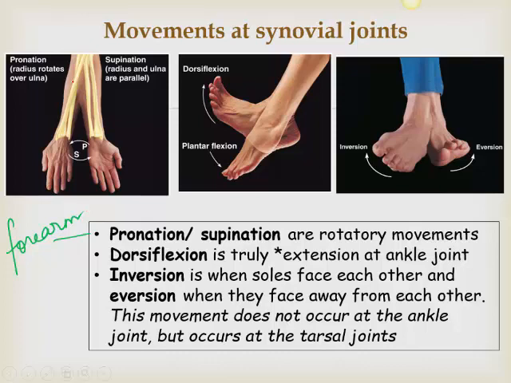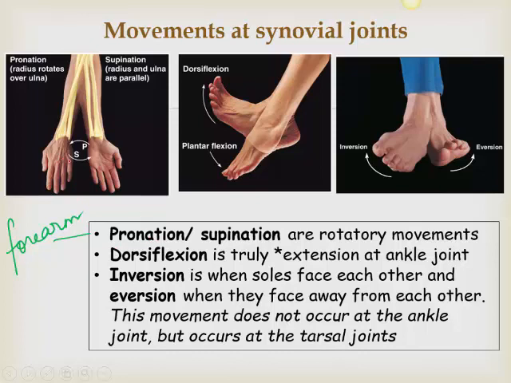This is where the radius moves over the ulna. So it's a rotatory movement. The radius rotates over the ulna, and this is done when you take your limb in such a way that your palm looks down or backwards. So your radius is rotating over the ulna. This movement is known as pronation.